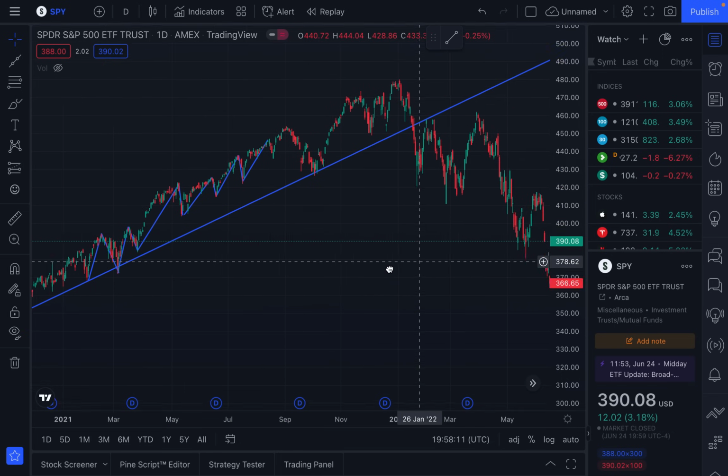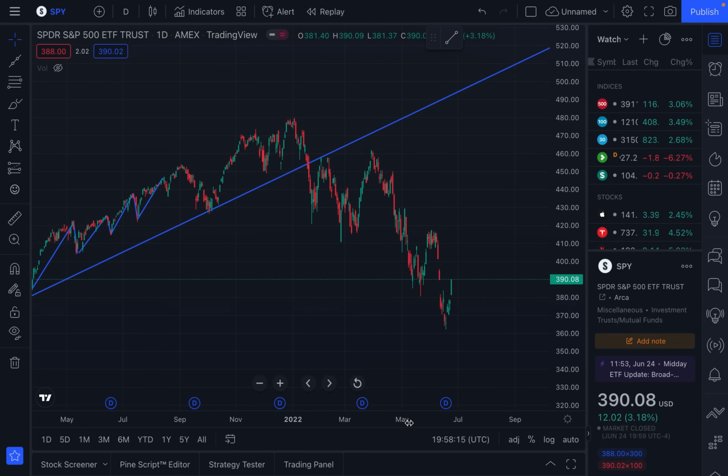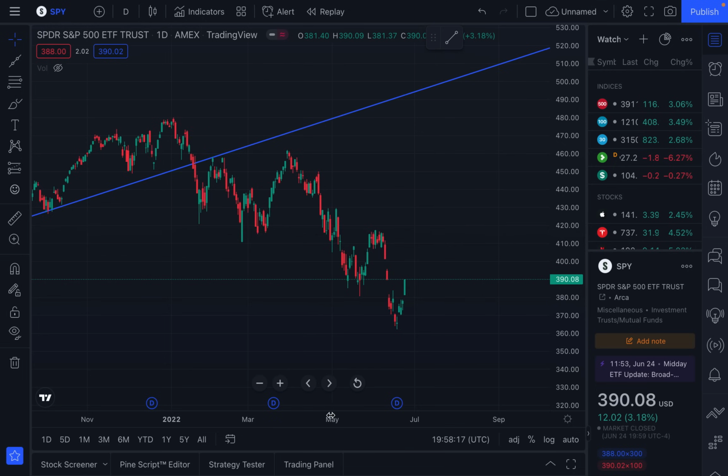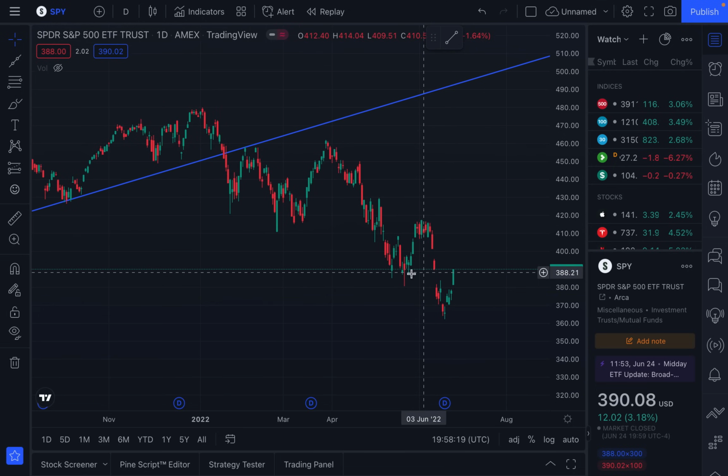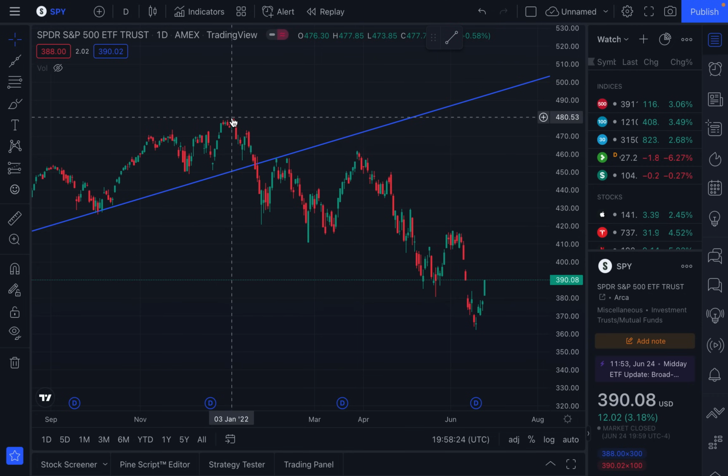So now let's go over here to this side, which is basically SPY from January to where we're at right now. And let us take a look at this. So here was the peak of SPY back in early January. And so let's go ahead and draw some more lines here. So let's start here and let's see what has happened to SPY since then.